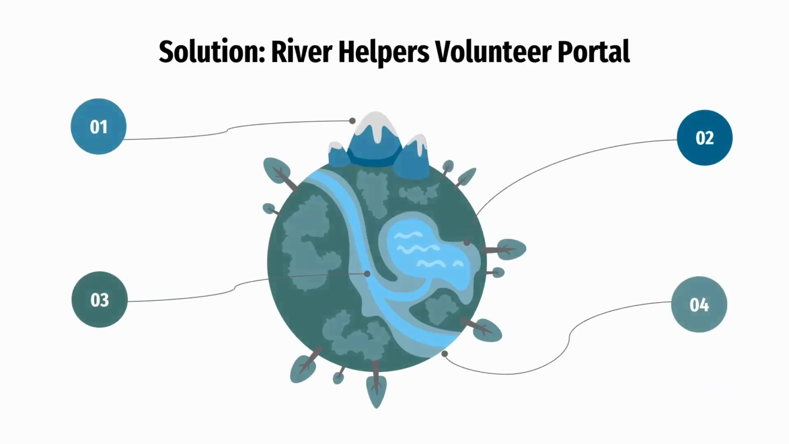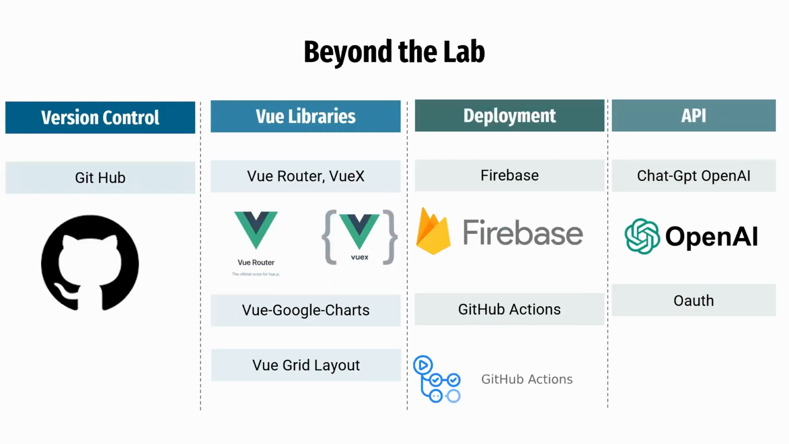With these 4 problems, we came up with a solution, which is the River Life Helpers Volunteer Portal. For the Beyond the Lab, we have 4 main categories. Firstly, we use GitHub for version control. For Vue libraries, we use Vue Router and Vuex. We also use Vue Google Charts to show our analytic features, as well as Vue Grid Layout.